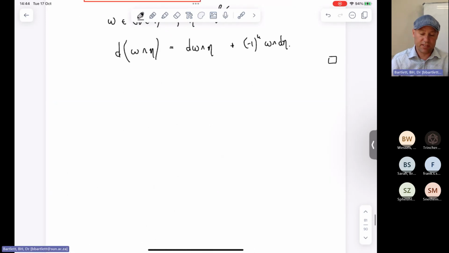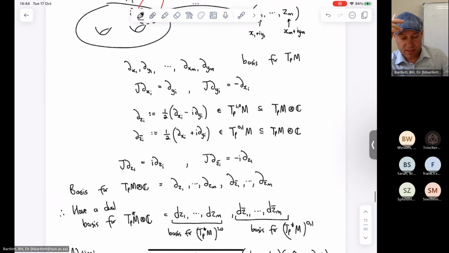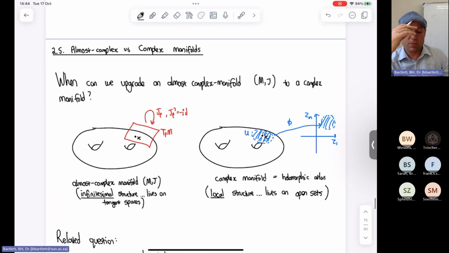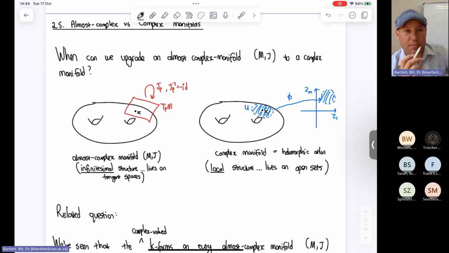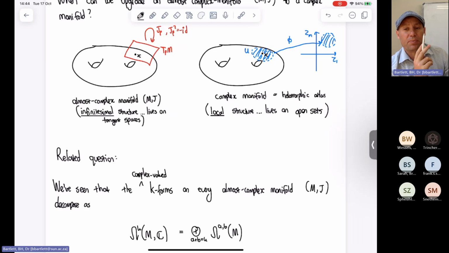Maybe let's just finish with this. So let's just remind ourselves where we were, where we started this lecture. The question was, when can we upgrade an almost complex manifold to a complex manifold? And the answer turned out to be related to how the exterior derivative map relates to the decomposition of k-forms on an almost complex manifold.